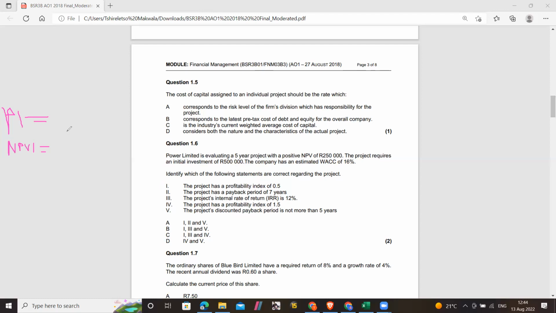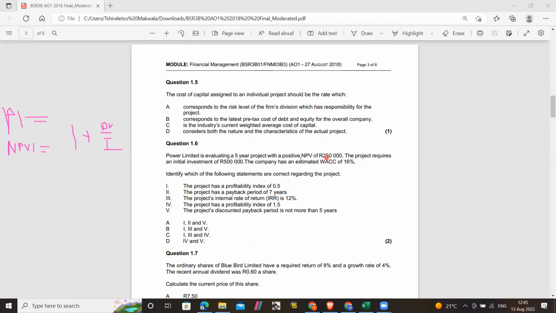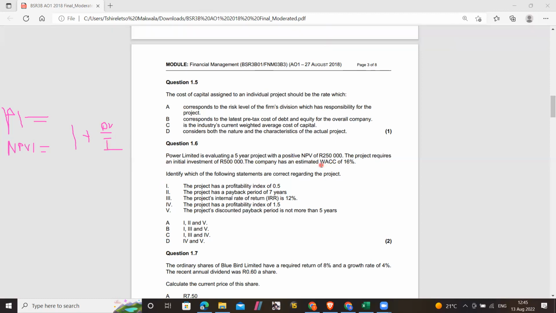And the formula for this is 1 plus NPV over the initial investment, right? That's the formula. 1 plus NPV over the initial investment. So what's the NPV? It's 250,000. So you're going to say 250,000 divided by the 500,000, which gives us 0.5, and then plus 1, which gives us 1.5. So we know that the project has a profitability index of 1.5.